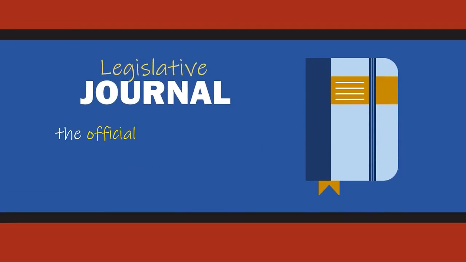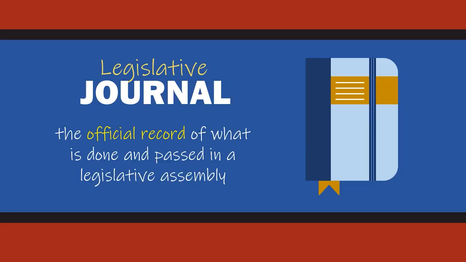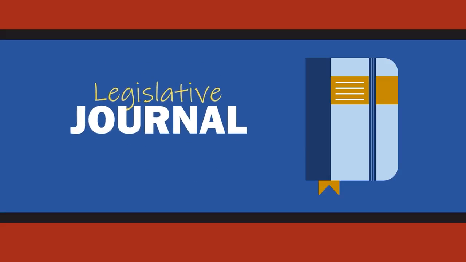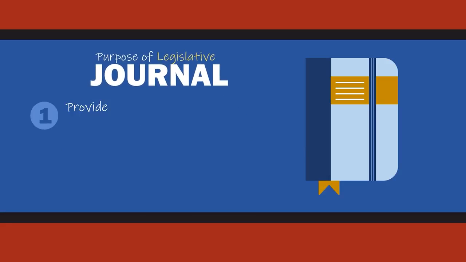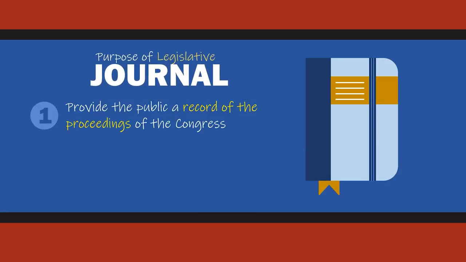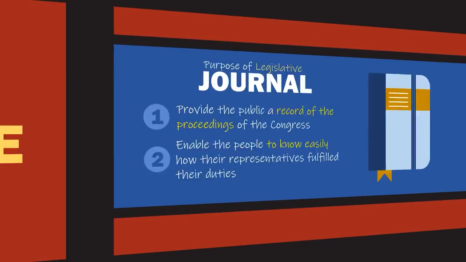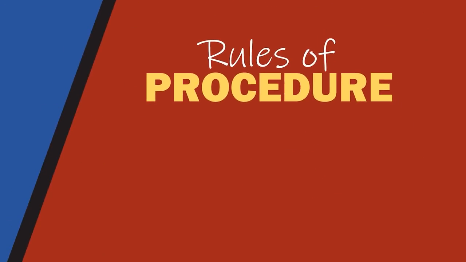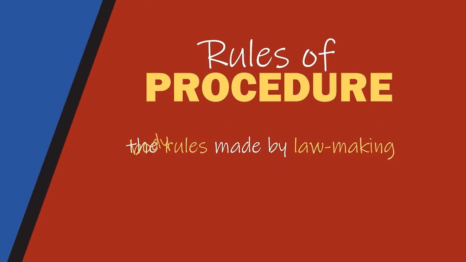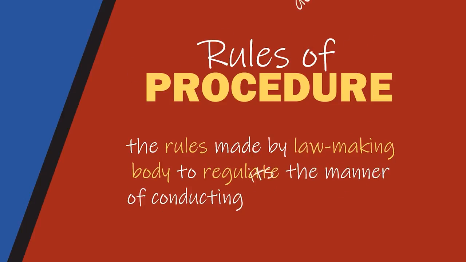It is the official record of what is done and passed in the Legislative Assembly. The primary purpose of Legislative Journal is to provide the public a record of the proceedings of the Congress and at the same time enable the people to know easily how their representatives fulfill their duties. Next, rules of procedures. These are the rules made by lawmaking body to regulate the manner of conducting its deliberations.